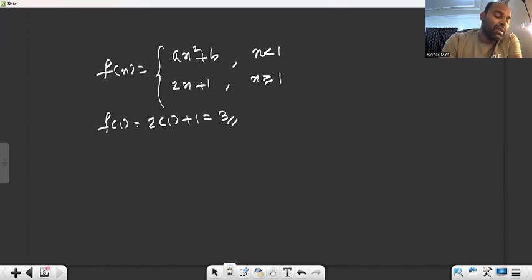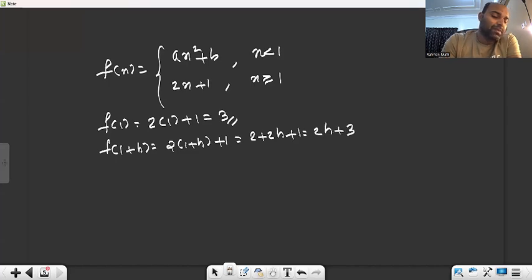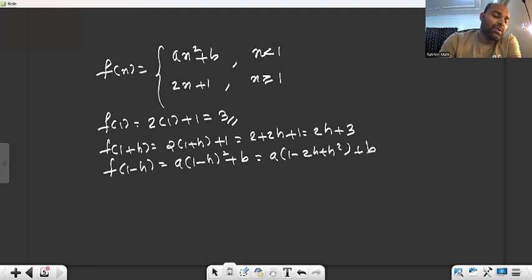f of 1 equal sign is coming in the second, which is equal to what? 3. Now f of 1 plus h or 1 minus h. 1 plus h means second function only, more than 1. Everything you have to practice. 2 plus 2h plus 1, that is 2h plus 3. f of 1 minus h, a into 1 minus h whole square plus b. So a into 1 minus 2h plus h square plus b.